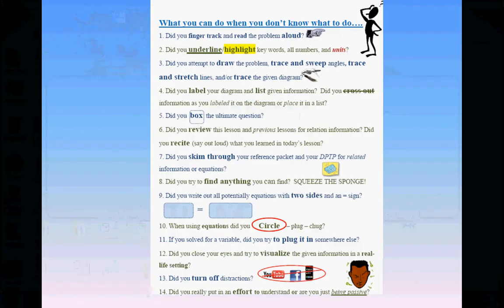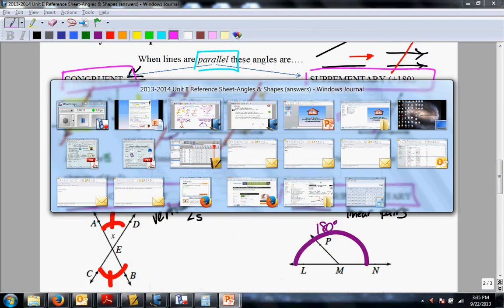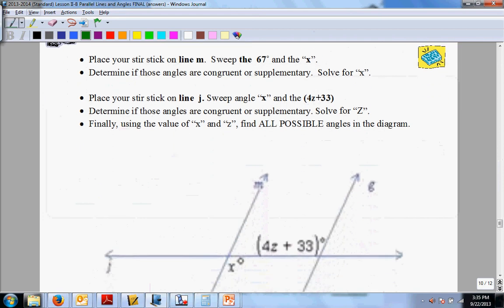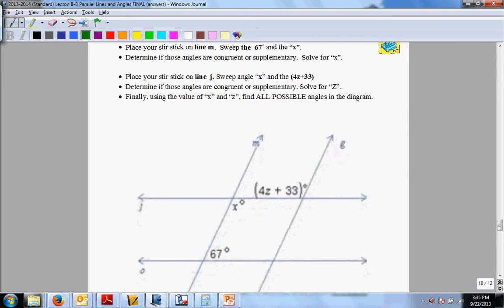Now, as you're working through this homework video, if you ever get stuck, you should be working yourself down this list. Remember, you can always do something even when you don't know what to do. Taking a look here, let's read through the beginning instructions. It says, place your stir stick on line M.